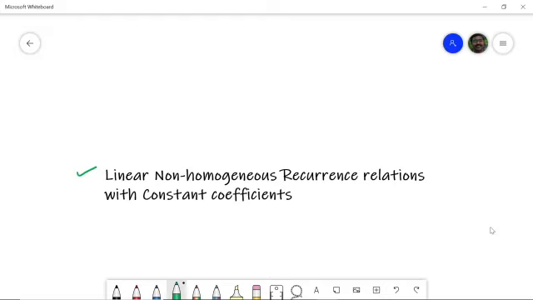Generally the linear recurrence relation will be of the form c0 a_n plus c1 a_(n-1) plus etcetera plus ck a_(n-k) equals some right hand side. When the right hand side is 0, this will be a homogeneous recurrence relation. Also, if the coefficients c0, c1, c2 up to ck are constants, we call it constant coefficients.